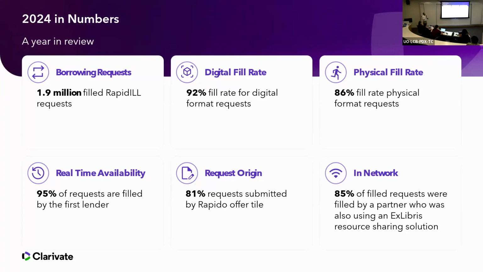85% of filled requests were filled by a partner who was also using an Ex Libris resource sharing solution. So libraries that do adopt Rapido can see that a lot of their requests are filled by other Rapido libraries or libraries using ALMA resource sharing. So it's a large and growing network. We'll see these numbers go up as time goes on and more libraries adopt the solution.